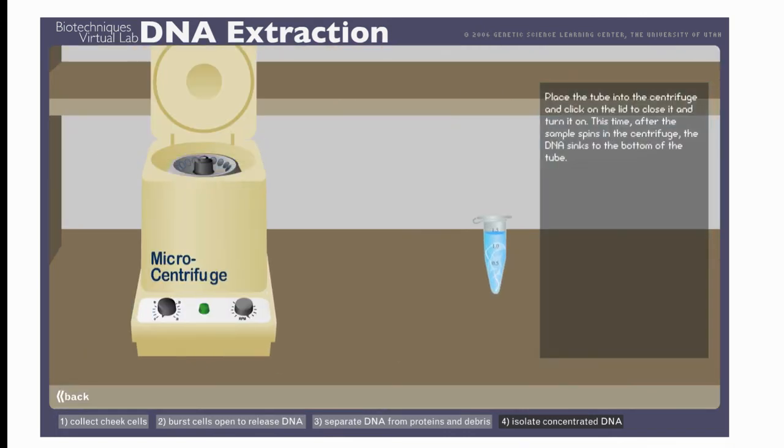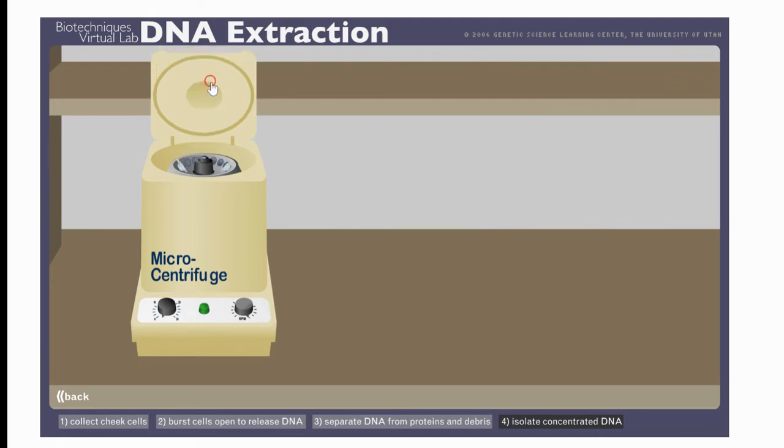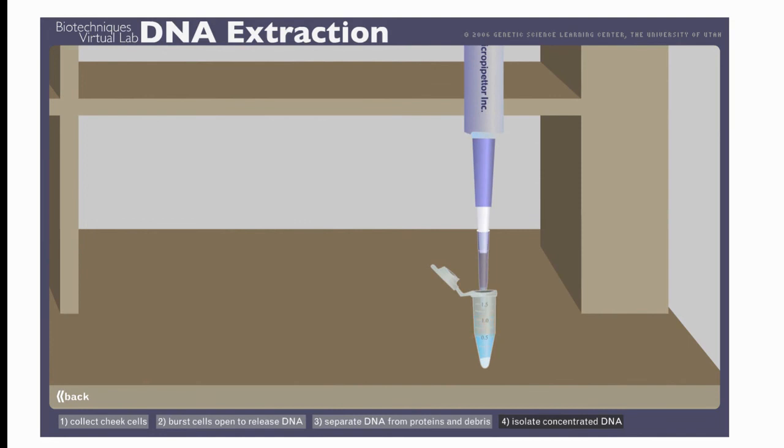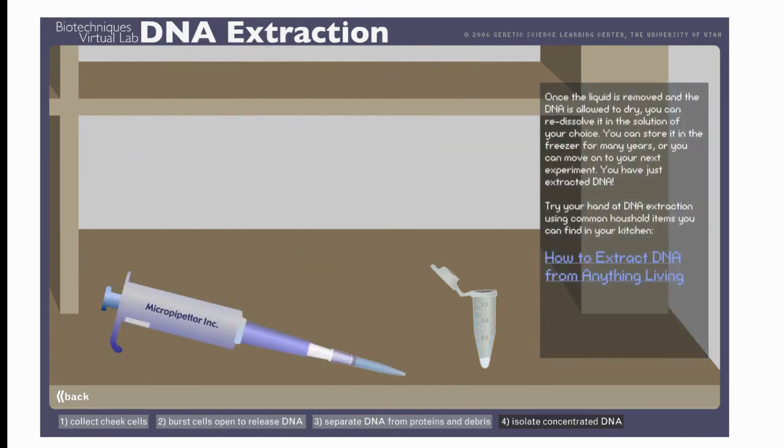Once again, we can place the tube into a centrifuge. Closing the centrifuge and turning it on will spin the samples so that solid materials will sink to the bottom of each tube. The material that sinks to the bottom of the tube now contains purified DNA. We call it a pellet. The pellet can be stored, dried, or frozen for further analysis at a later time.